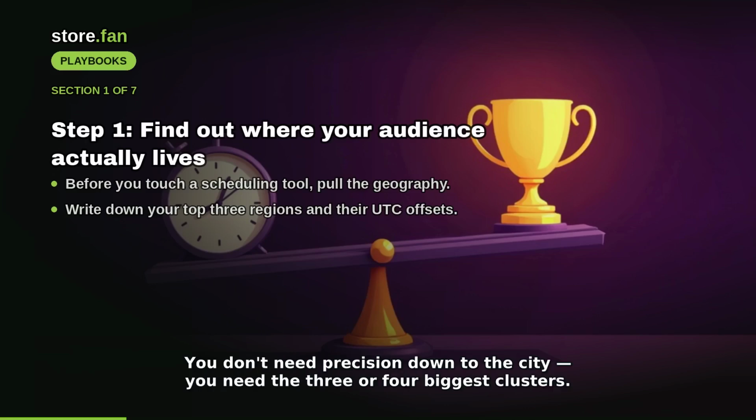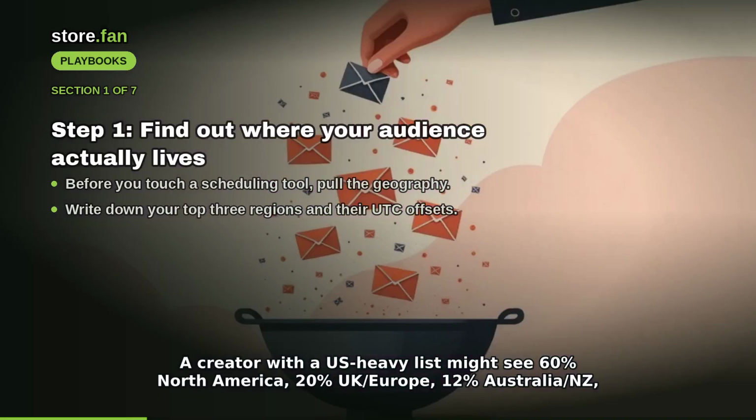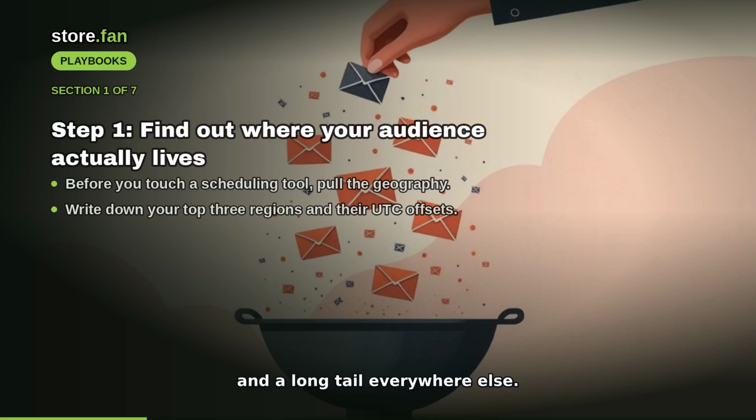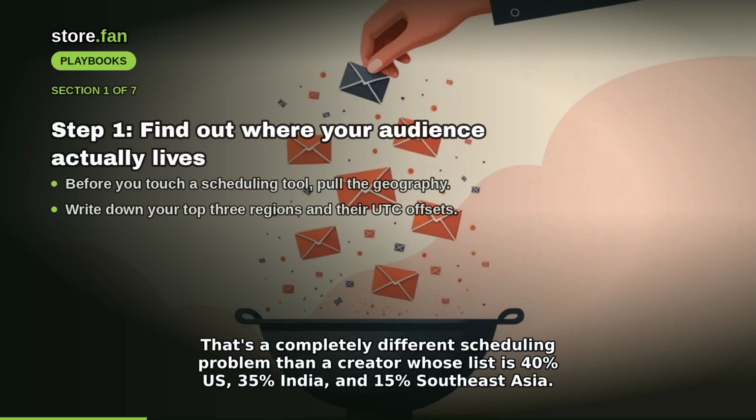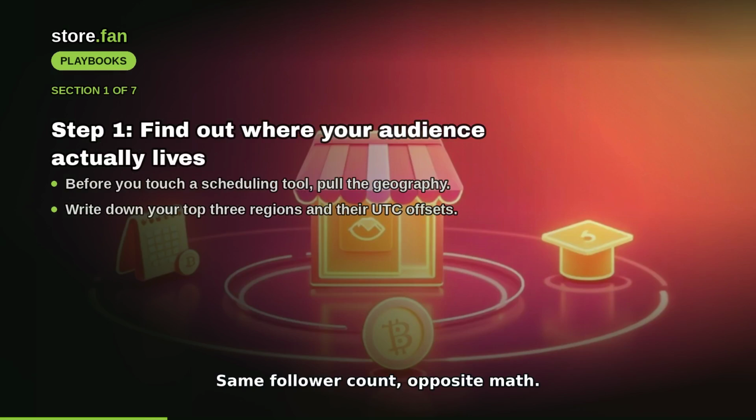You don't need precision down to the city, you need the 3 or 4 biggest clusters. A creator with a US heavy list might see 60% North America, 20% UK and Europe, 12% Australia, and a long tail everywhere else. That's a completely different scheduling problem than a creator whose list is 40% US, 35% India, and 15% Southeast Asia. Same follower count, opposite math.